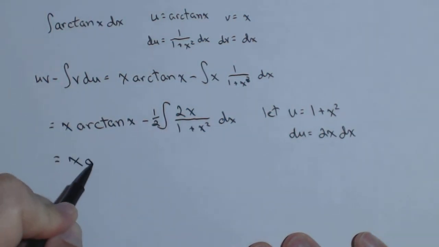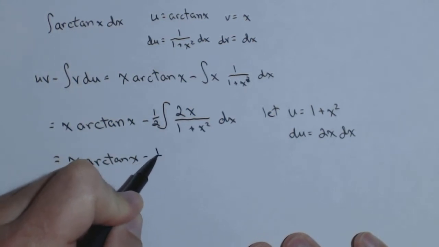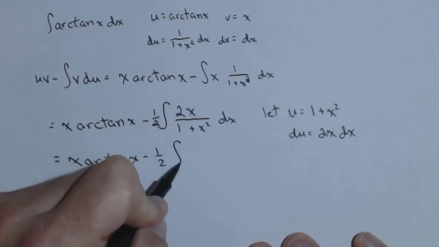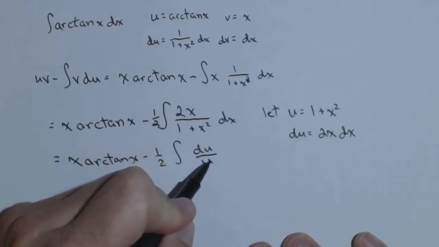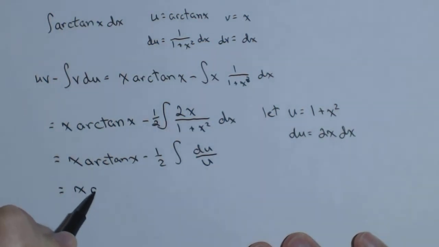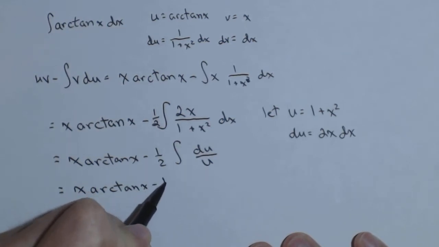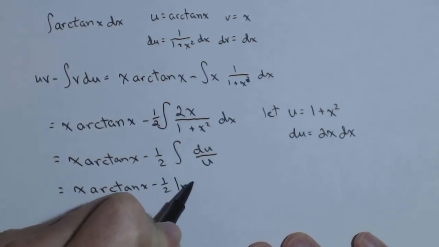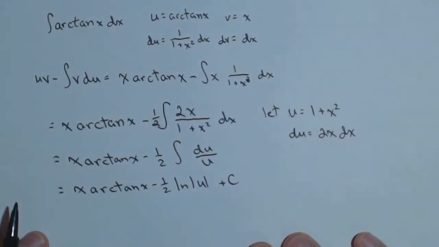So we have x arctan of x minus 1/2 times the antiderivative, that's just du over u, which is one of our basic antiderivatives. It's actually ln of u. So we have x arctan of x minus 1/2 natural log of the absolute value of u plus c. And last step is to substitute back and we'll be all done.